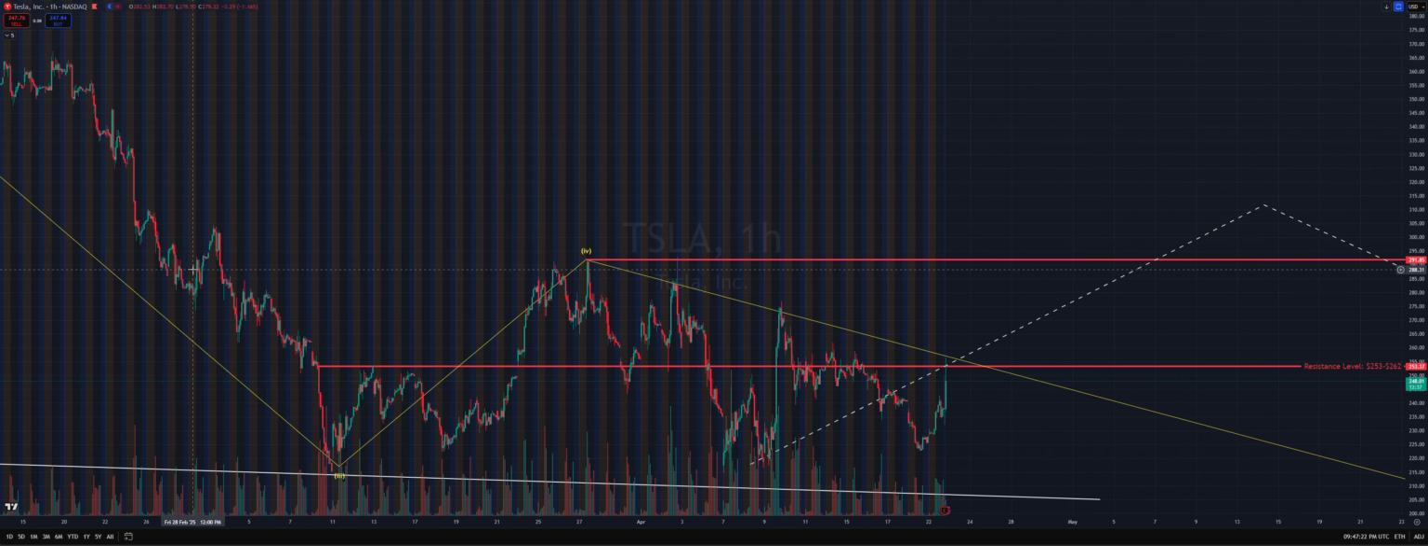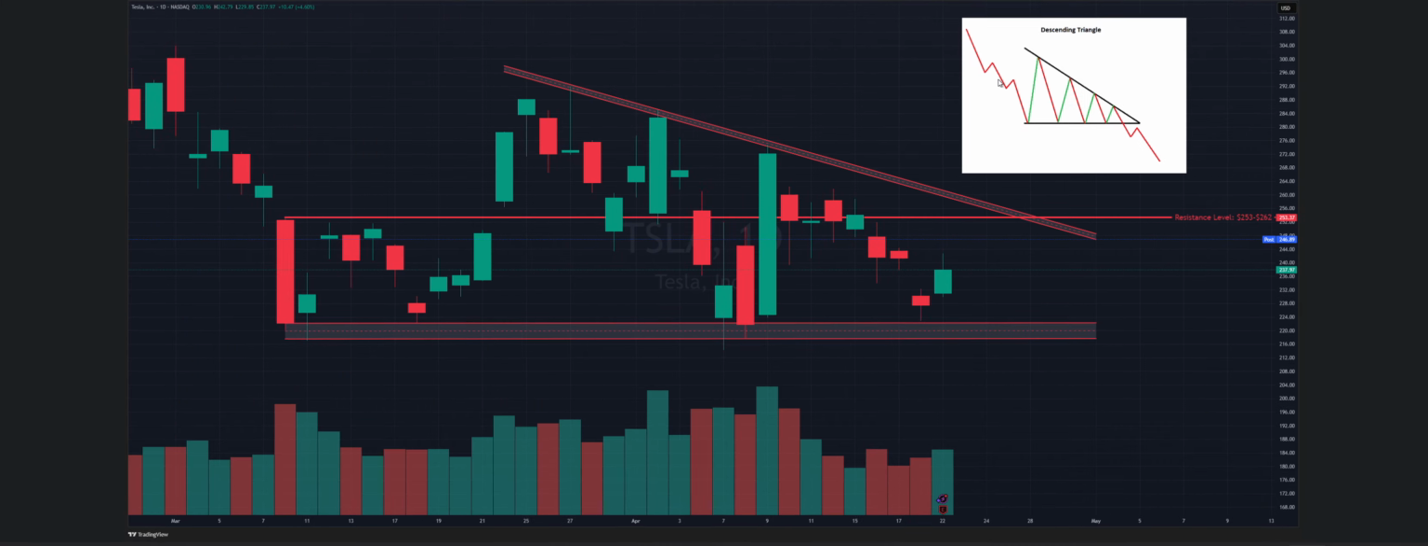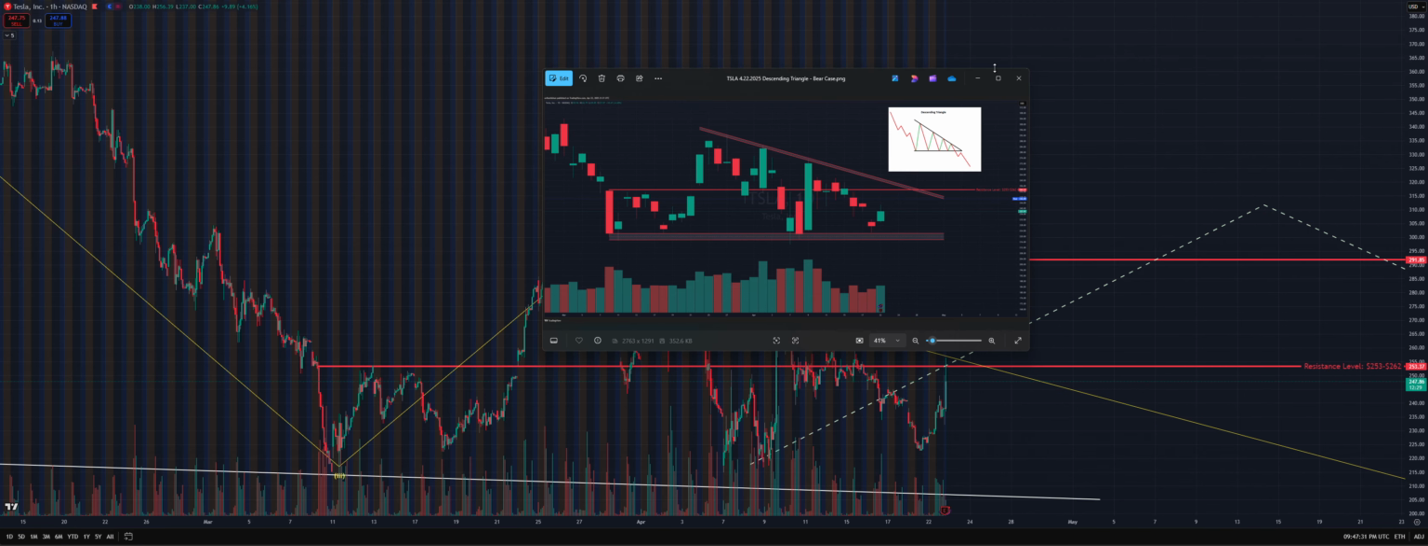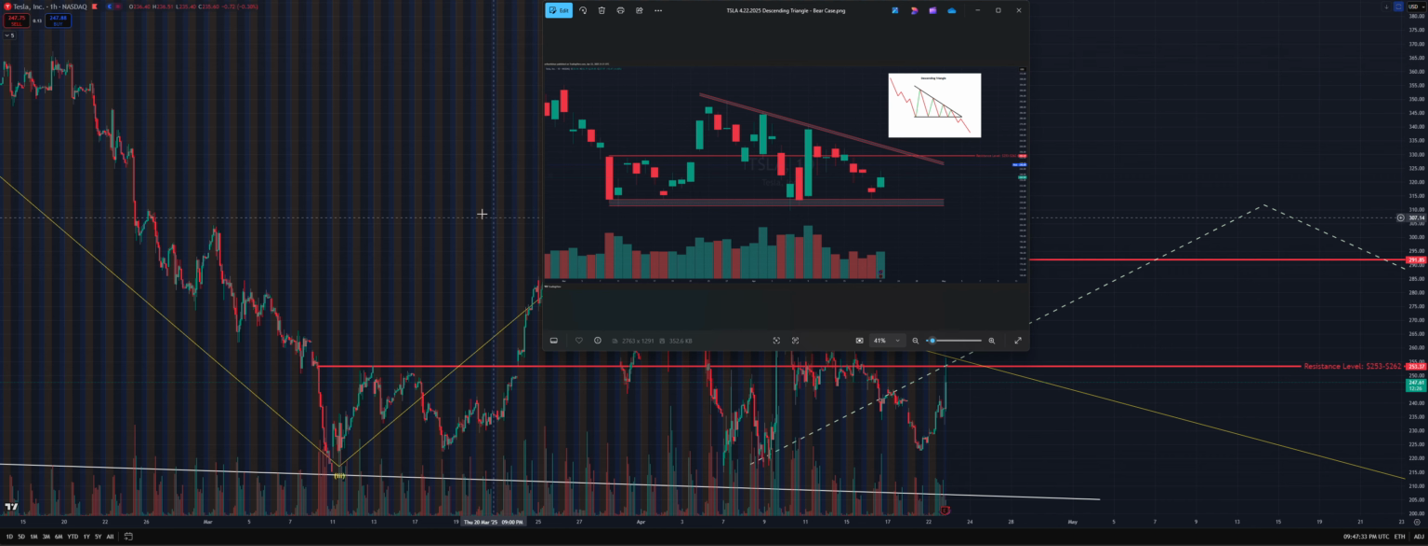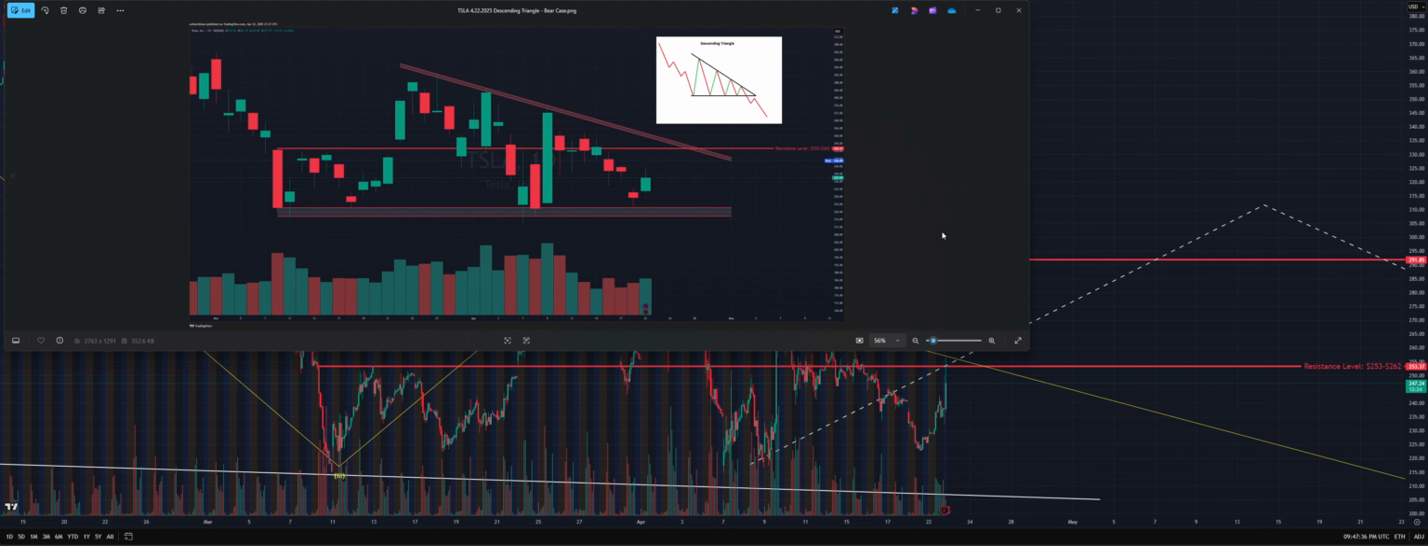And where that level is, if you go here, I have a photo of it right over here. So let me just, this is it right here.